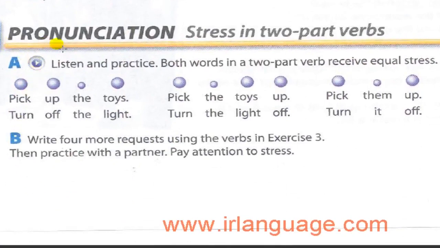Exercise number four, pronunciation. Stress in two-part verbs. Stress in two-part verbs. Part A, listen and practice. Both words in a two-part verb receive equal stress. Pick up the toys. Turn off the light. Pick the toys up. Turn the light off. Pick them up. Turn it off.